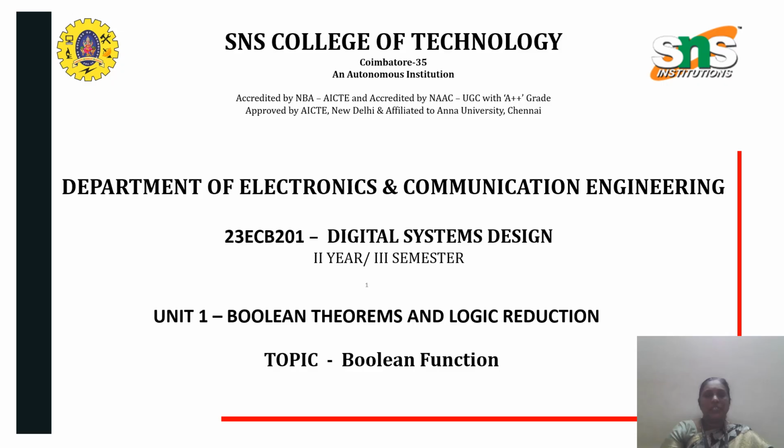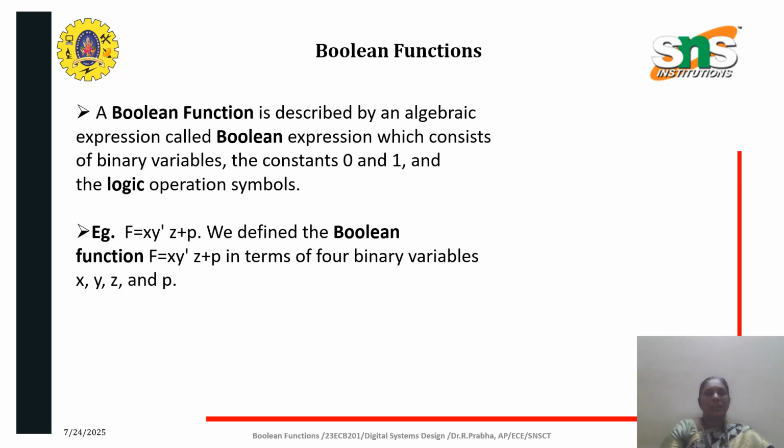In this video, we will see the topic on Boolean function for the course Digital System Design. A Boolean function is described by a logical expression, which consists of the binary variables, zeros and ones, and also the logical operation symbols. An example of a Boolean function is f = xy' · z + p. Here the Boolean function is given in terms of four binary variables x, y, z and p. So this is known as a Boolean function.